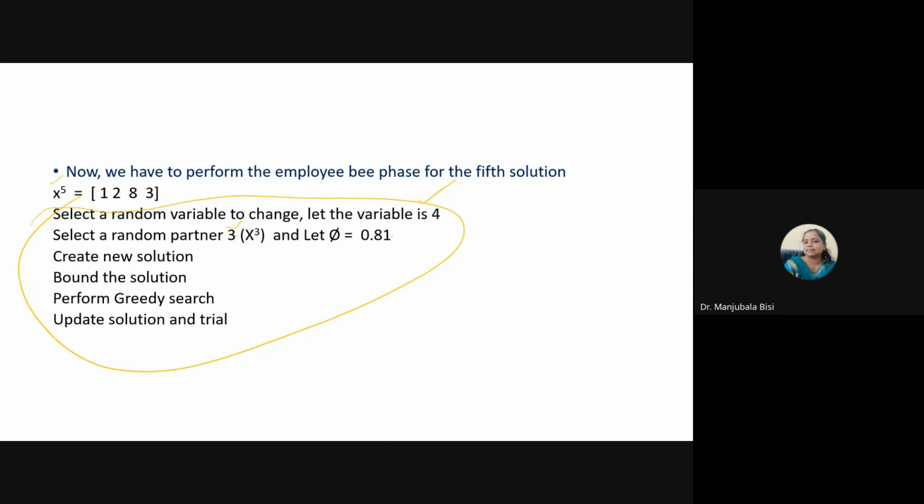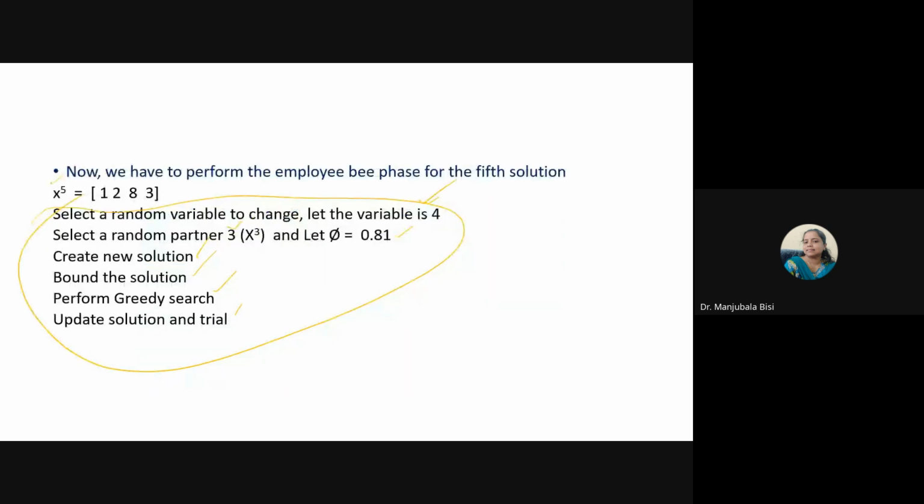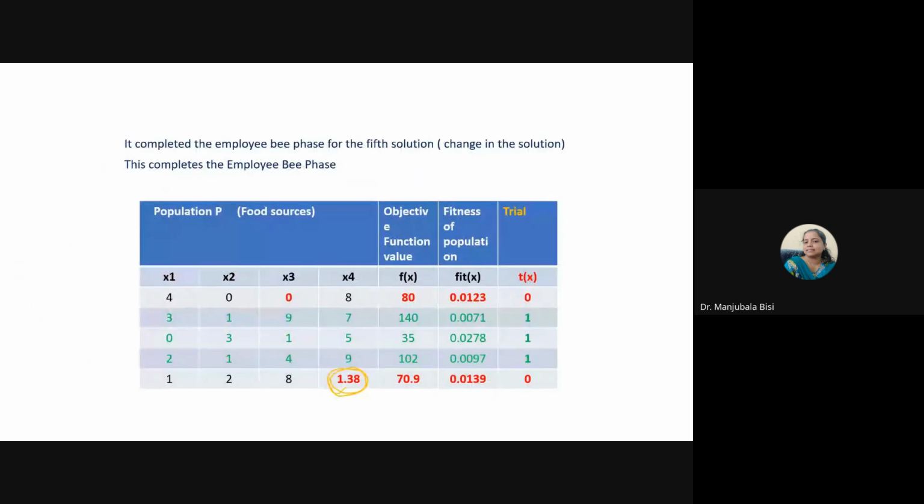Let us assume phi equals 0.81. Now create the new solution for that fourth variable, bound it, apply the greedy selection, update the solution and the trial. And let us assume with this consideration 1283, we are able to get a better solution. Now you see this value is changing. This is the fourth variable we have considered now. This is changing and this is a better solution, right?